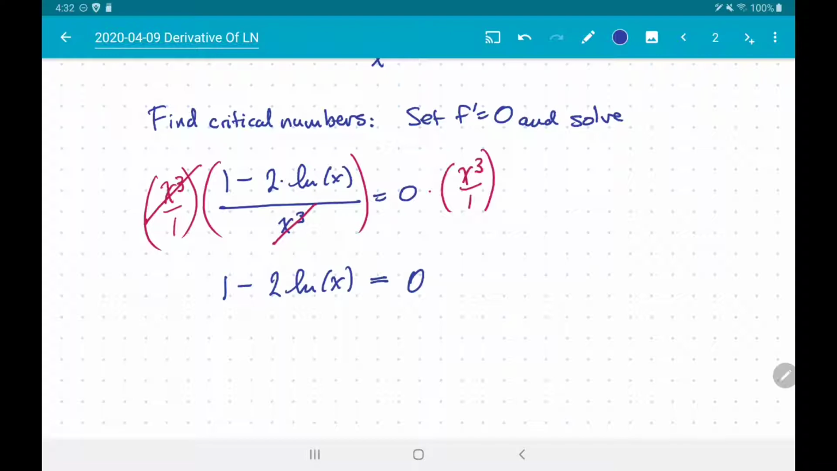Now that we've got 1 minus 2 ln of x equals 0 to solve, this is starting to look a little less intimidating, because now there's only one place where there's an x. That means we should be able to solve this by peeling the onion. So give that a try.